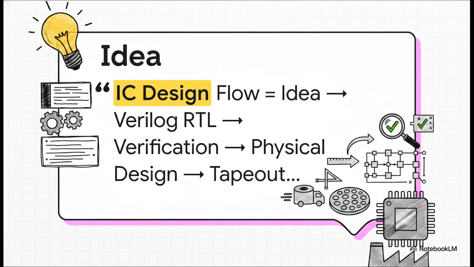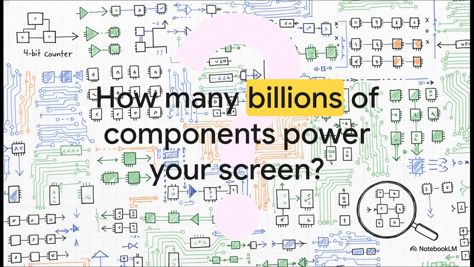If you remember just one thing from this entire explainer, let it be this simple one-line summary from our source material. The IC design flow takes an idea, codes it into Verilog RTL, puts it through strict verification, translates it into physical design, finalizes it in tape-out, and ultimately results in a physical silicon chip. It really is just an incredibly precise, logical journey. I mean, we went from literally just saying, hey, I want a 4-bit counter, to drafting a blueprint for a flawlessly timed microscopic city made of logic gates and metal wires.